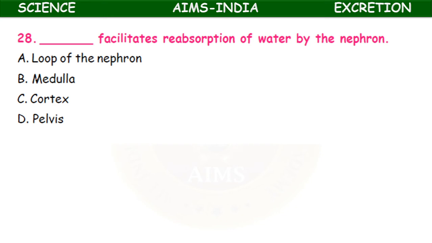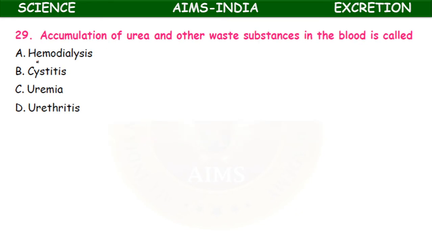Dash facilitates reabsorption of water by the nephron. Loop of Henle, medulla, cortex, pelvis. It is the loop of Henle, of the nephron, that facilitates the reabsorption of water by the nephron. Accumulation of urea and other waste substances in the blood is called hemodialysis, cystitis, uremia, urethritis. It is the uremia.